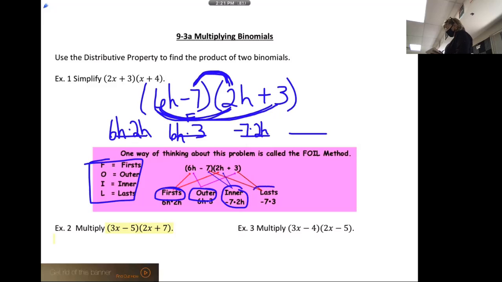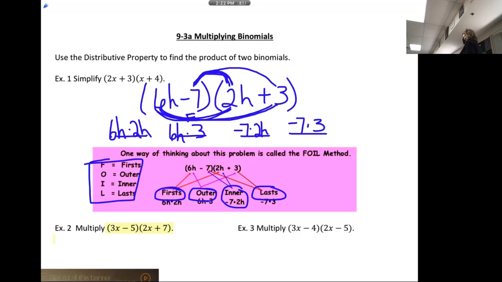I have the last one, which is the last term of the first binomial times the last term of the second binomial, which is -7 times 3. Now, we did the exact same process as when we thought of it as double distribution. It's just whichever way it's easier to process and think about it and remember is what you use, okay? So if something says use the distributed method or use the FOIL method, it's really the same thing. Just use whatever way you can think it through the best.